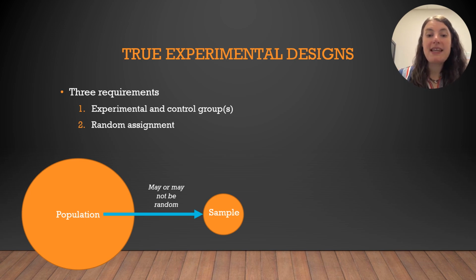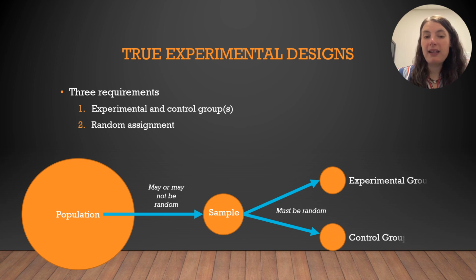Random assignment means that once a sample is selected, the sample is split randomly into the control and the experimental groups. So they are randomly assigned to either receive the independent variable as the experimental group or to not receive the independent variable as the control group. Experimental designs may or may not include random sampling from the population, but they must contain random assignment from the sample into the experimental and control groups in order to be a true experiment.